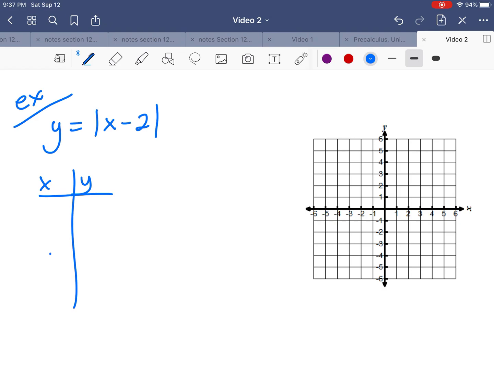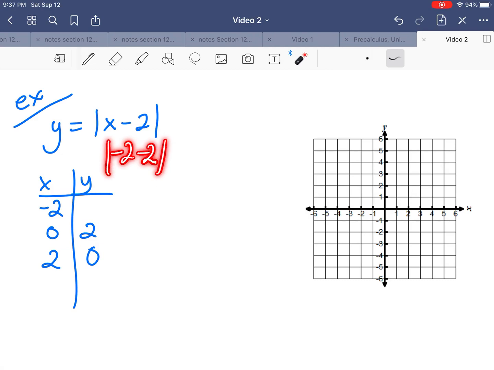So that would be a nice thing to pick. I'm going to put that kind of in the center. So 2 would make that 0. 2 minus 2 is 0. So let's pick a couple numbers before 2 and a couple numbers after 2. So how about let's pick 0, and how about -2? If I put 0 right into here, 0 minus 2 is -2, and the absolute value of -2 is +2. So I would get 2. Now if I plug -2 into here, -2 minus 2, that's -4. The absolute value of -4 would be +4.